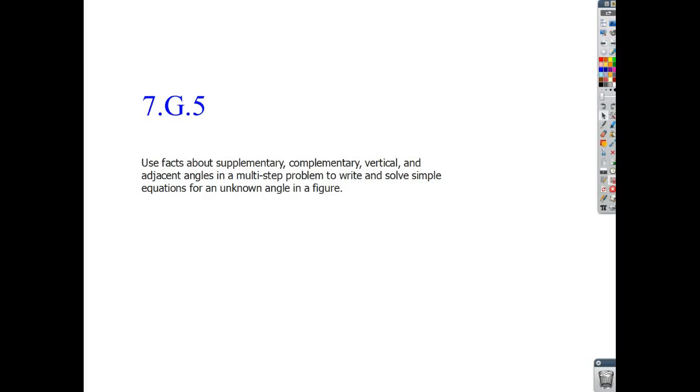This is sort of an introduction video to key vocabulary that we're going to use in this next standard. So here's our standard for 7th grade here. Use facts about supplementary, complementary, vertical, and adjacent angles in a multi-step problem to write and solve simple equations for an unknown angle in a figure. We are definitely going to focus on supplementary, complementary, vertical, and what adjacent angles are. And we will write simple equations. We'll see about multi-step ones, okay?